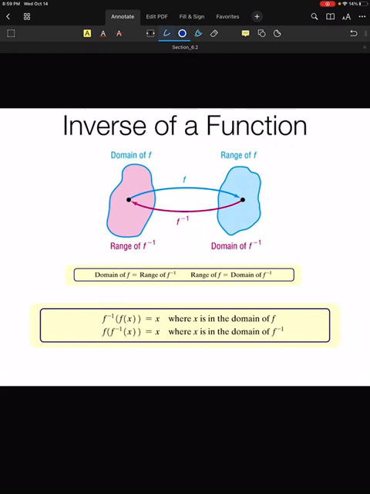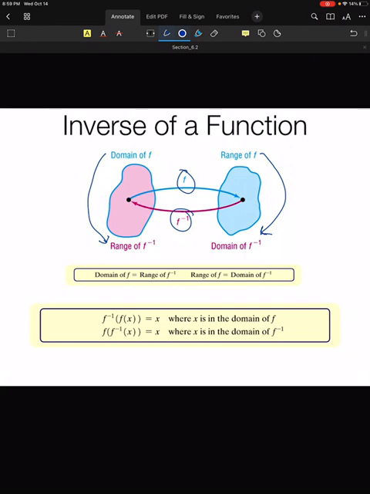And so here's a prettier picture of what I drew before. f is going to get us from the domain to the range. f inverse is going to get us from the range back to the domain. And so you see there's a relationship between the domain and range of f and the domain and range of f inverse. Namely, the domain of f is equal to the range of f inverse, and the range of f is equal to the domain of f inverse. So that will come into play later on.